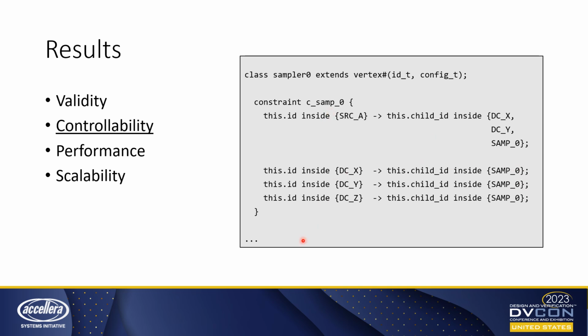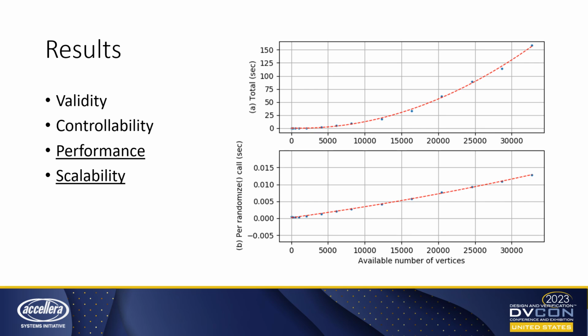Note that you can always also steer the randomization using the SystemVerilog distribution operator, to make it more likely to produce solutions in certain regions of the solution space. In terms of performance, we measure the time spent in the constraint solver for the number of vertices that we use in our actual design that we're verifying. And we measured that time was within the boundaries of testbenches of similar nature and complexity.